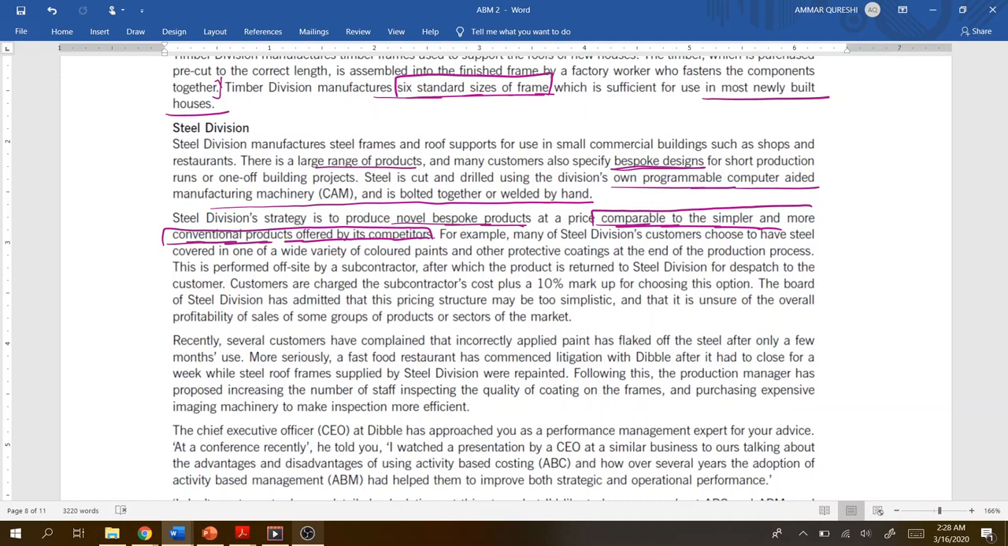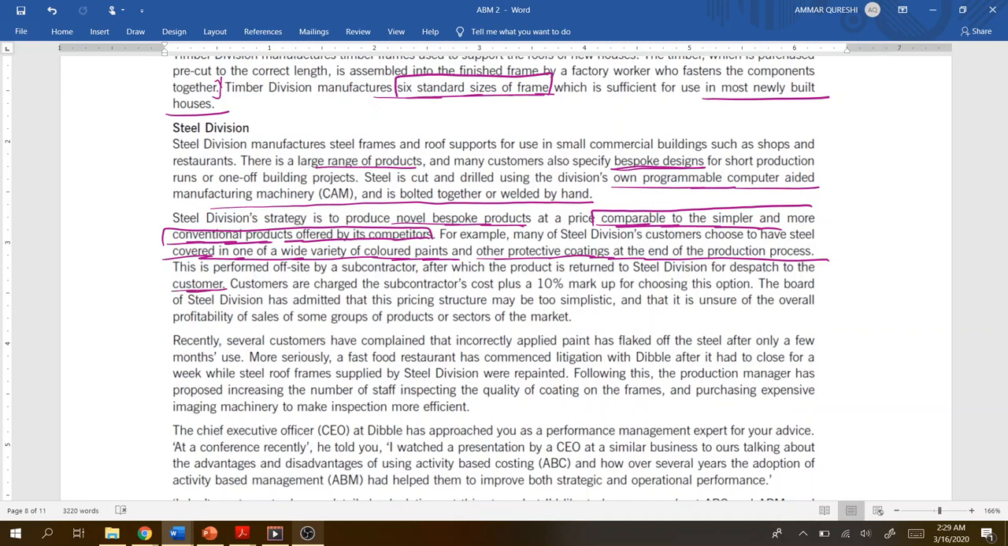For example, many of the steel division's customers choose to have steel covered in one of a wide variety of colored paints and other protective coatings at the end of the production process, right? This is performed off-site by a subcontractor. This is basically an example of what kind of extra services they want. This is performed off-site by a subcontractor, after which the product is returned to the steel division for dispatch to the customer, right?